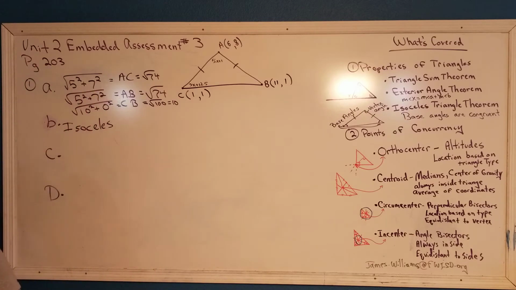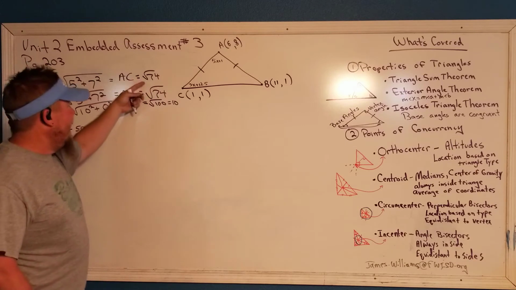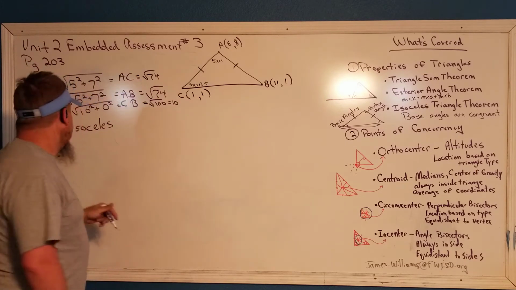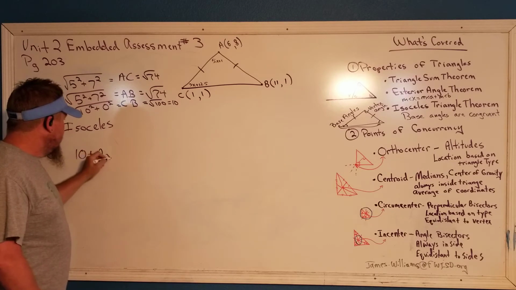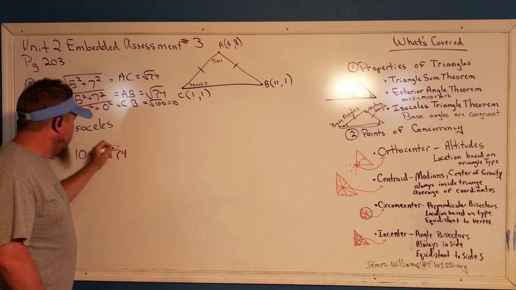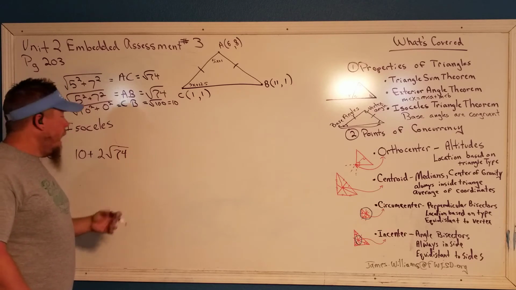Next thing is the amount of fencing needed to surround the city park. So if we're talking fencing, all we're wanting is perimeter, yeah? And perimeter you just get by adding the sides, okay? So I could put 10 plus 2 root 74, because that's really what happened here, is I'm going to have to add 2 of the isosceles, the sides that match. I have to add those.